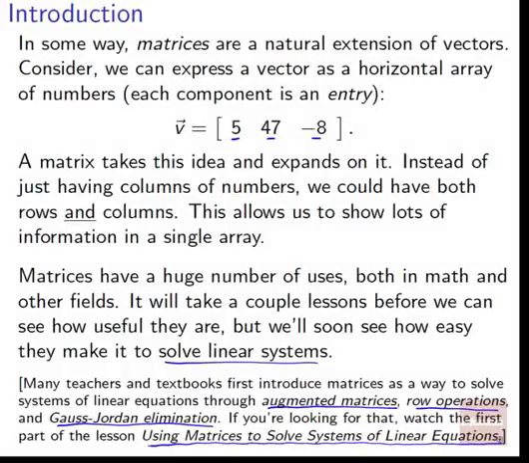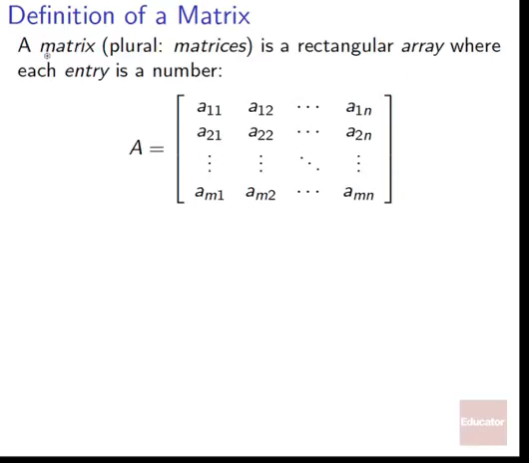All right, let's get into this. A matrix, so notice a single object is a matrix, but if we're talking about multiple of them in the plural, it's matrices, is a rectangular array where each entry is a number. So an array is just imagine a bunch of boxes stacked together to make a rectangle of boxes. And then inside of each box, you can put a number. So you can put a number here, a number here, a number here, a number here, a number here. And we call each of those places where you can put a number an entry.